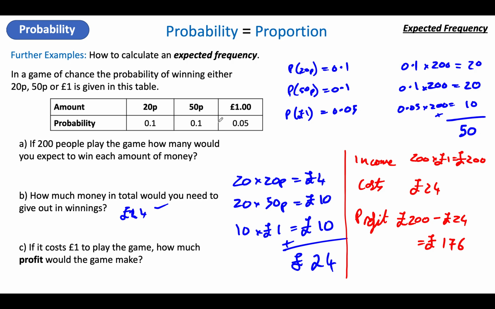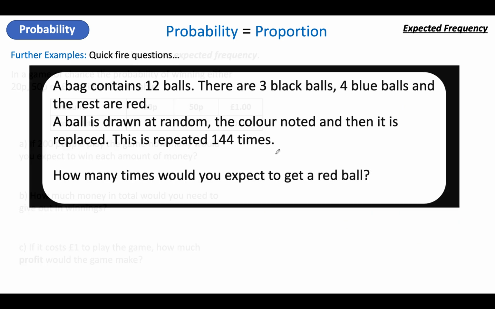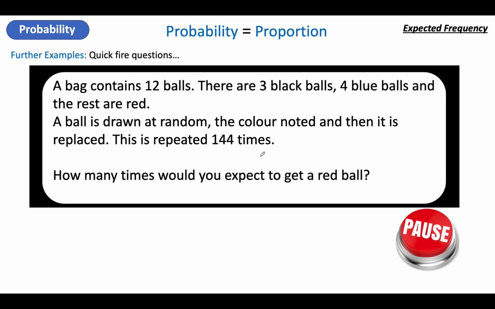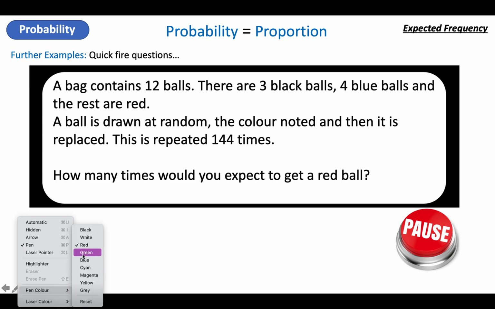Cool. Nice one. Well, I hope you got the idea of those sort of games. So there's a couple of quick fire questions, just two of these. These are straight back to the more straightforward questions you get. And this is the sort of thing you might get in a test, obviously. So pause the video, unpause when you've done this question.